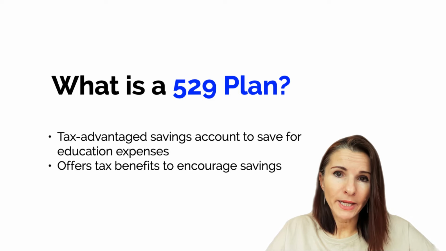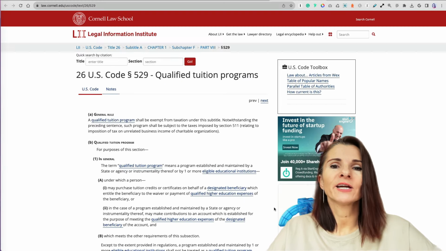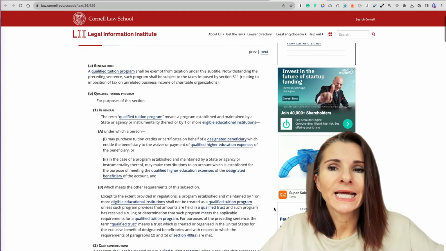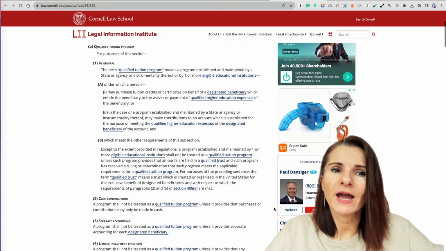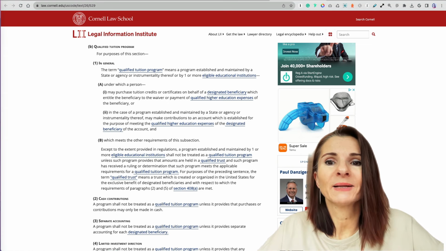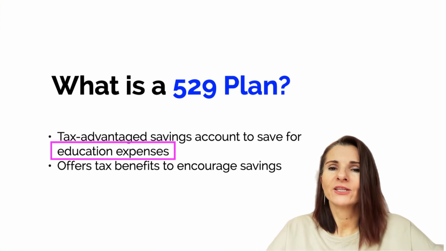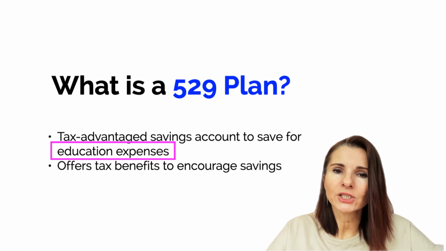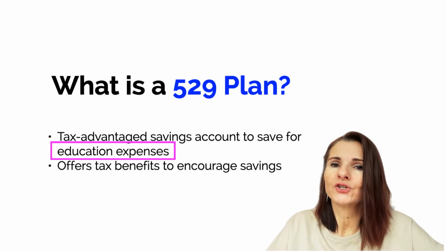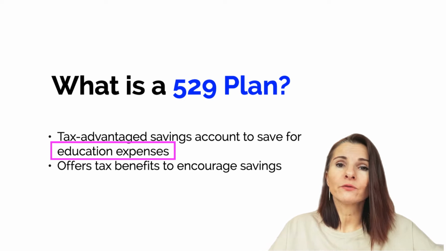The 529 plan, legally known as a Qualified Tuition Program, QTP, is authorized by Section 529 of the Internal Revenue Code, thus the name 529 plan. It is a tax advantage savings account designed to help individuals save for education expenses, particularly for college.